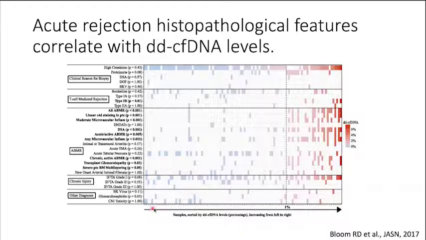They were rank ordered and color-coded by donor-derived cell-free DNA levels, so that the highest cell-free DNA levels are on the far right on the x-axis.